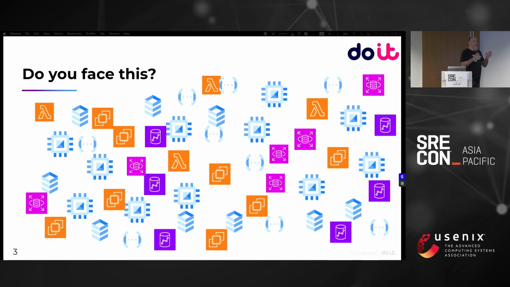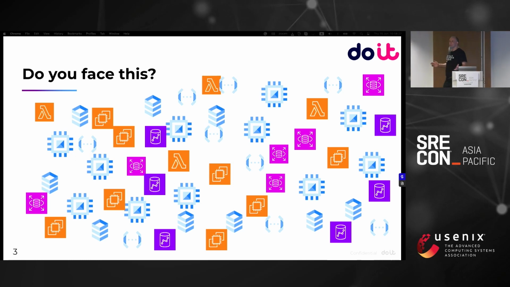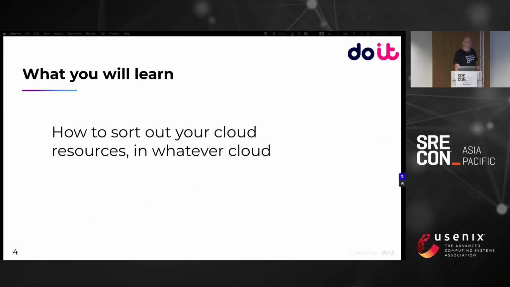Do you face this? Cloud resources, hundreds of them: databases, queues, virtual machines, cloud functions, lambdas, this massive number. You look at them and you have no idea how to sort them out, no idea who's responsible for them, or how to work with all these resources. What do you do when you have all these resources?